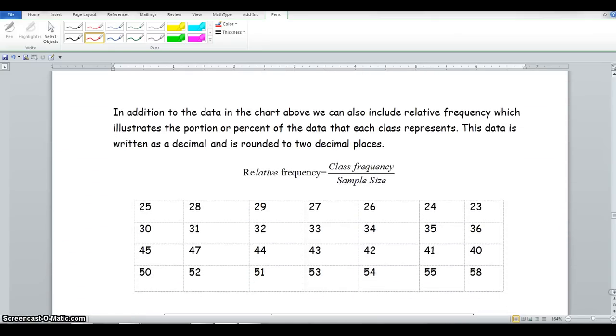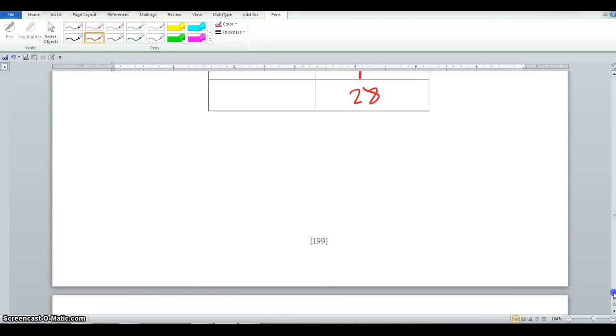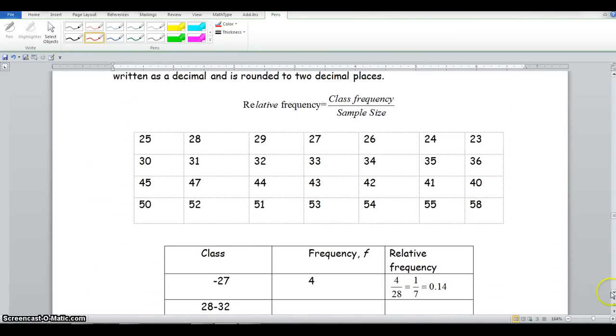Now, in addition to the data in the chart above, we can also include relative frequency, which illustrates the portion or percent of the data that each class represents. This data is written as a decimal and it's rounded to 2 decimal places. So now, we would take our class frequency divided by the sample size.